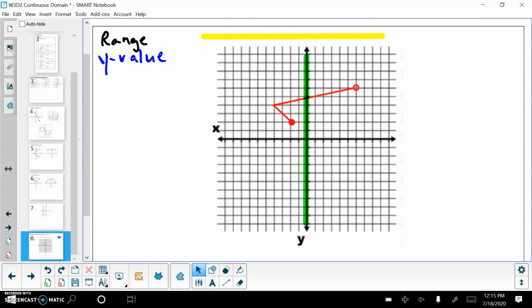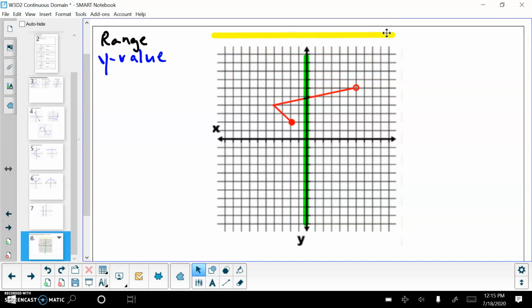I'm going to use my yellow highlighter to show my boundaries. And just like we did with domain, which was left and right, side to side, so we had our left boundary and our right boundary, with range, it's low to high, up and down, because we're traveling up and down the y-axis. So we need the lowest point and the highest point. So that's what we're going to be looking at for range.